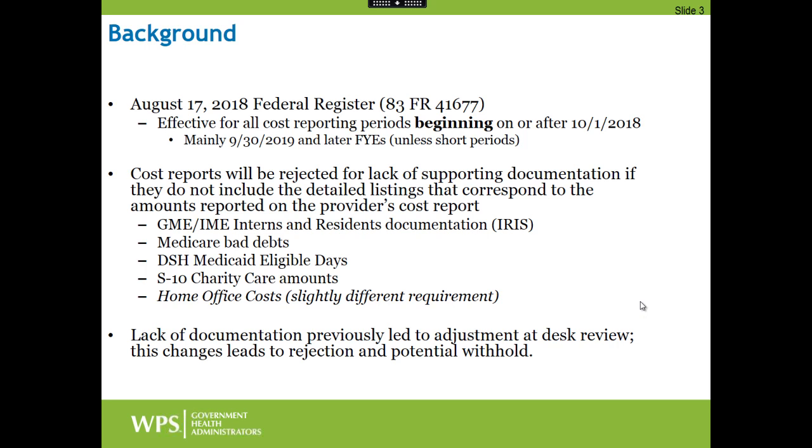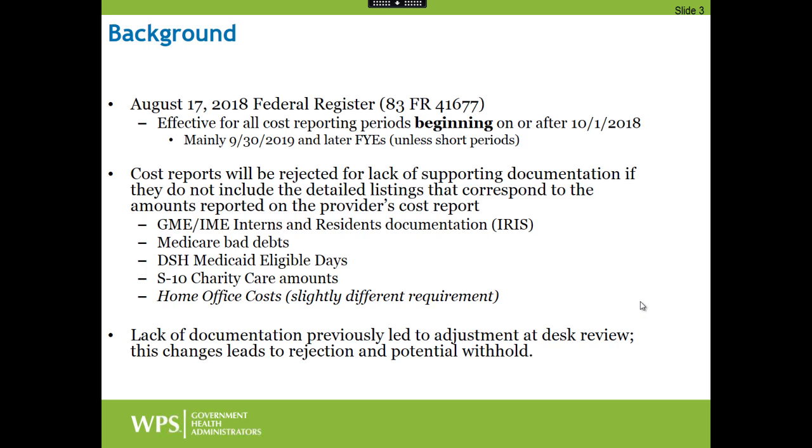So the big change through this Federal Register is that previously the lack of documentation might just lead to an adjustment to disallow that cost or that item at the desk review, possibly tentative settlement. Now with this change, this will lead to rejection at the submission of the cost report, and a rejected cost report could lead to withholding of the claim payments or any other settlement payment that's coming through. So it certainly is an important change, just something to keep in mind here.